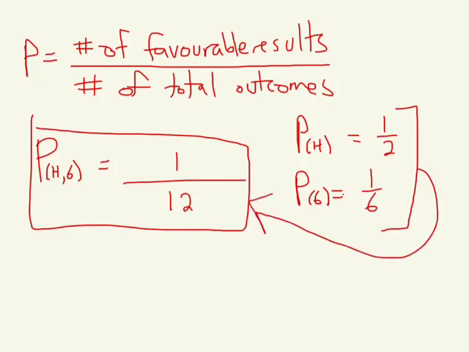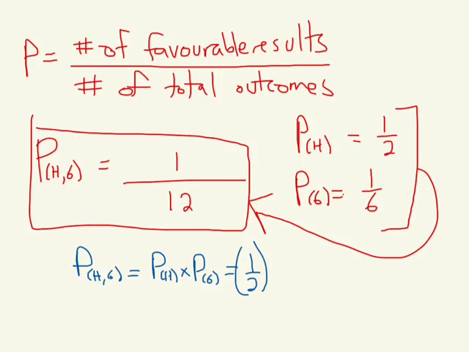Well, what if we multiplied them? The probability of heads and a 6 is equal to the probability of a heads times the probability of a 6. Which means one half times 1 over 6 will give us, you multiply the numerators first and then the denominators, 1/12. There you go.